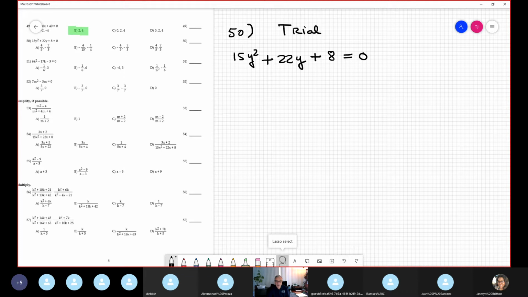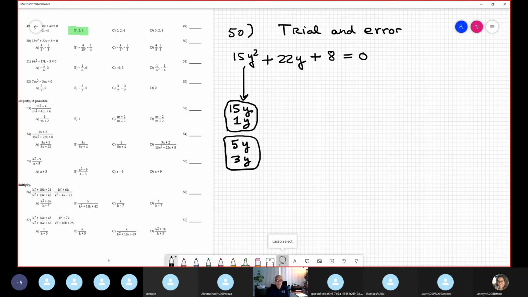Okay, I know that you don't like it, but it's the best option because it's like guessing. You take the first term and break it down. The possibility is 15y and 1y. Another possibility is 5y and 3y. No more possibilities. This or this together form this term. This term is more complicated because we have 8 and 1, we have 2 and 4. And that's it, nothing more complicated than 2 and 4.